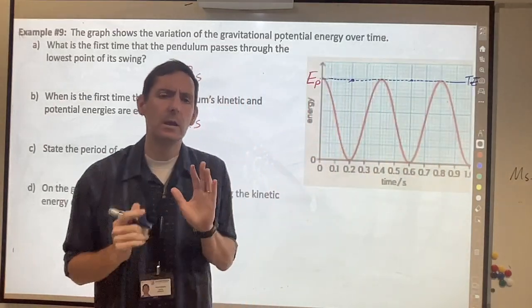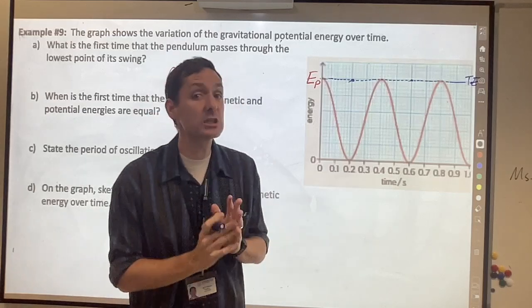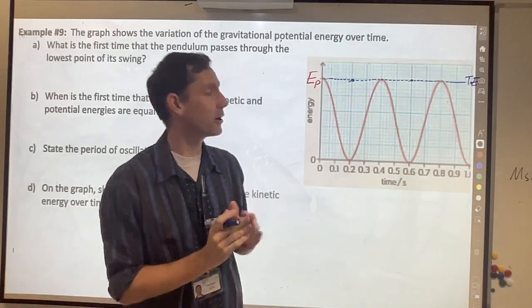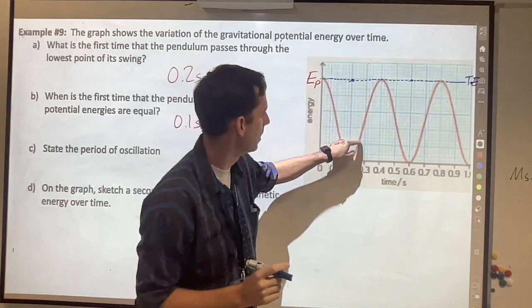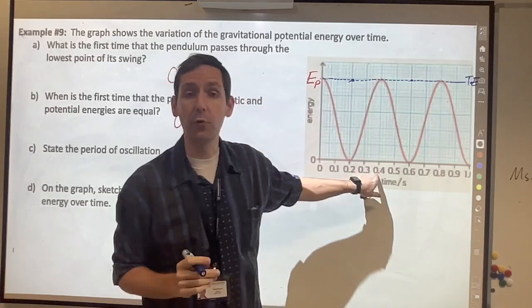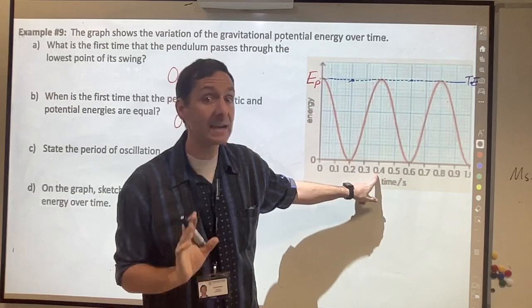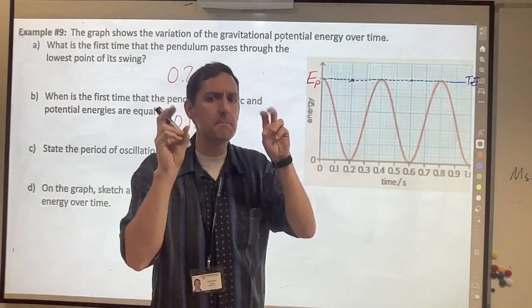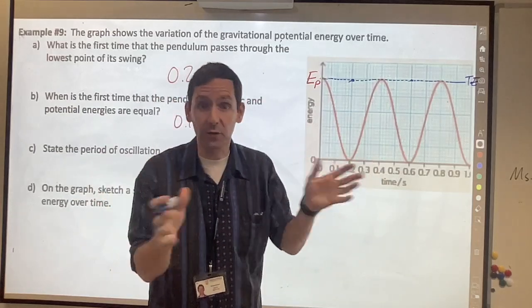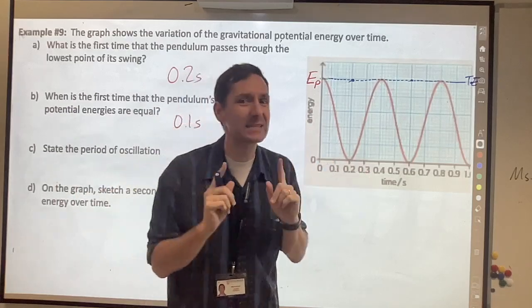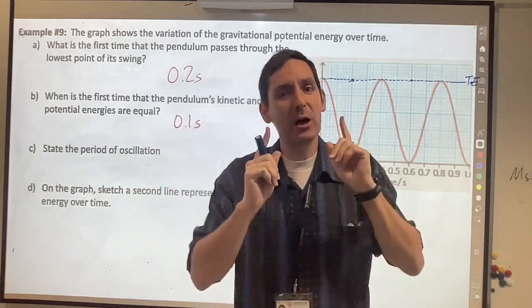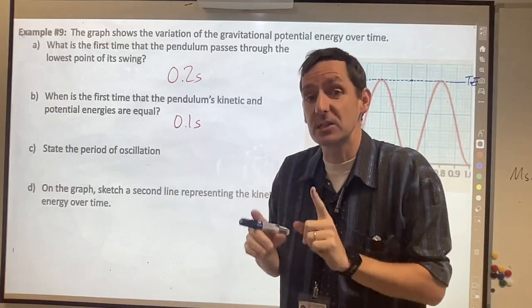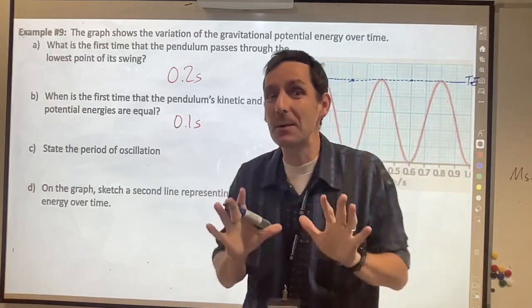Now, this can be tricky because it looks like from the graph that the period is from here up to there, 0.4 seconds. Now that is the period of the mathematical sine curve or cosine curve or whatever it is, but that's not what the question's asking. The question is asking, what is the period of the oscillation? Now think about this. This is a pendulum.